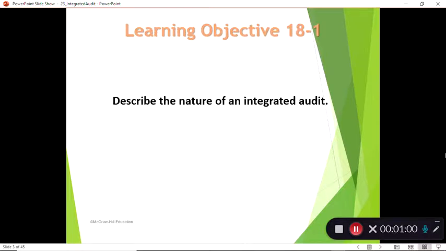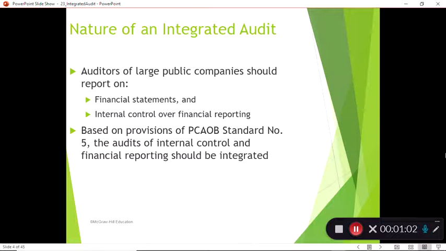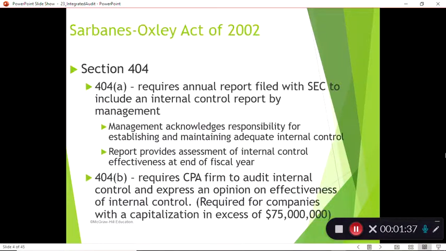So the first learning objective is just understanding the nature of it. Ultimately, if you're a publicly traded company, you're under the SEC, and audits have to be done by registered auditors under the PCAOB. That means you have to have an audit, and your opinion has to cover a financial statement audit, and you also have to have an opinion on the internal controls over financial reporting, basically over the process of creating the financial statements. The standard number 5, AS5, is where this comes in.